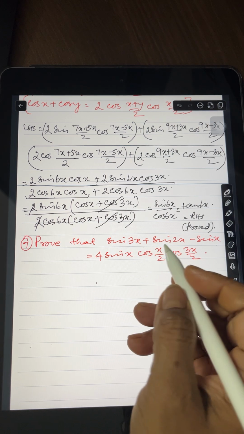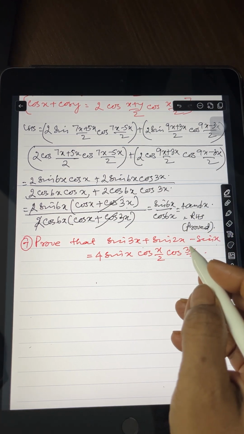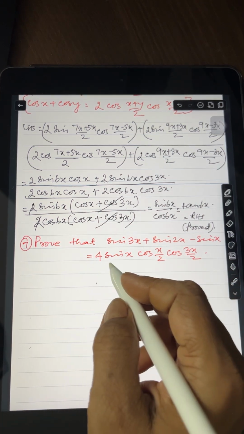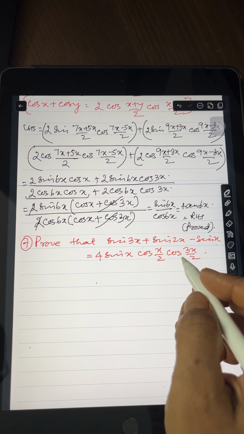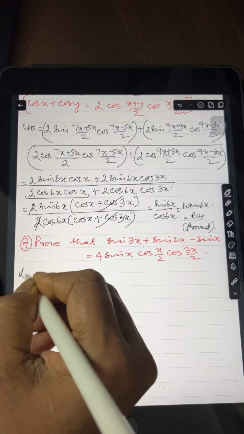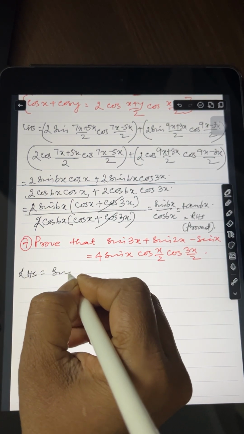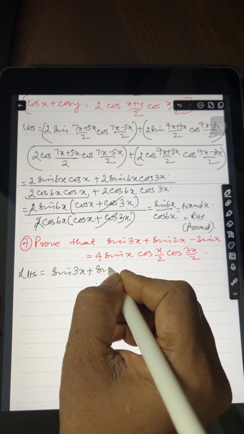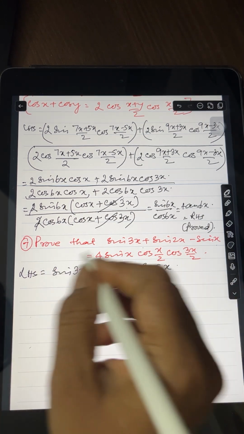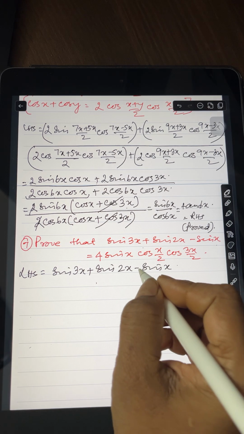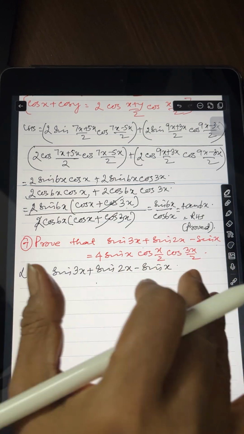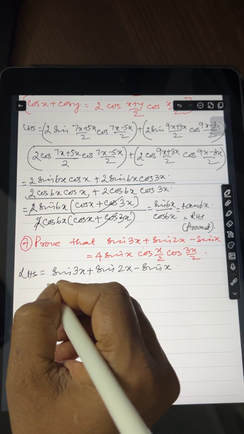Prove that sin 3x plus sin 2x minus sin x is 4 sin x cos x by 2 cos 3x by 2. Now you have to take LHS. LHS is sin 3x plus sin 2x minus sin x. Now just rearrange, because here 3x is there and here minus x is there. So 3x minus x will give you 2x. 2x is already here. So some similarity is there, no? So we'll have to rearrange it.